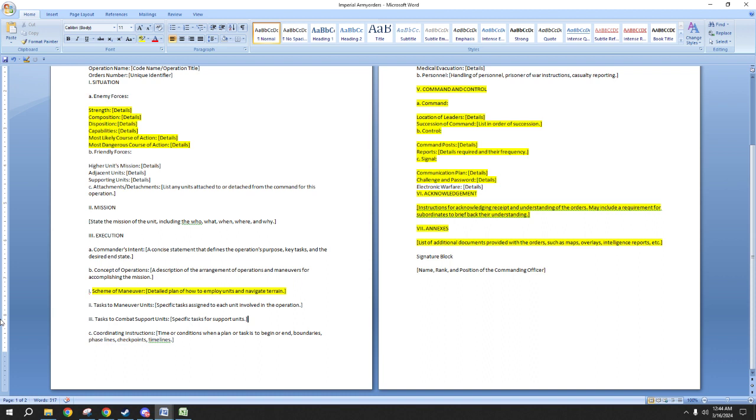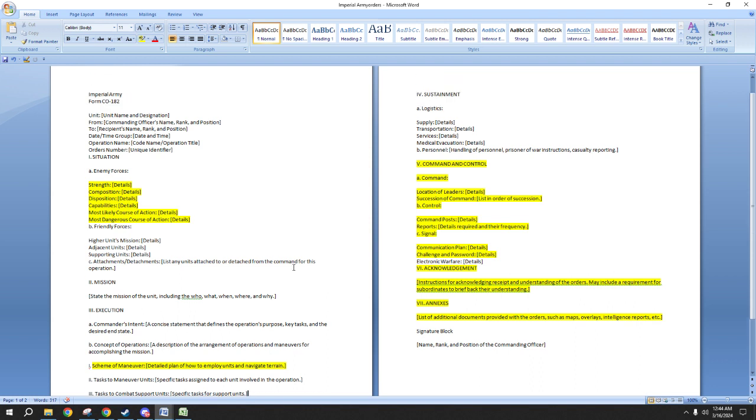Conditions would be something like, if enemy probes to the left, release armor from such and such, or some sort of anticipated possibility that you make a contingency for by issuing a conditional order. Basically, just an if-then statement. If armor hits right flank, release, add formation, or whatever it is, that kind of stuff.